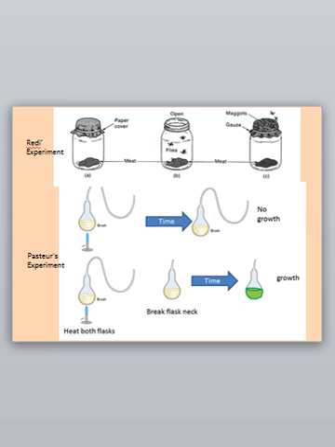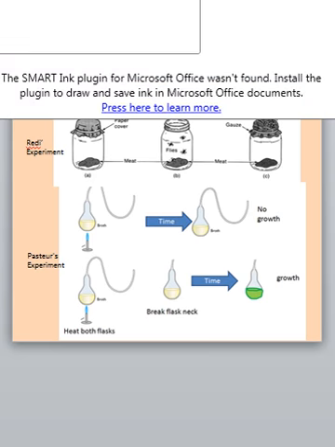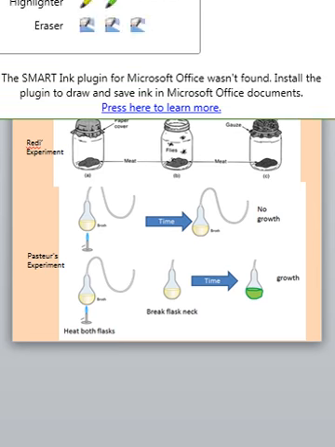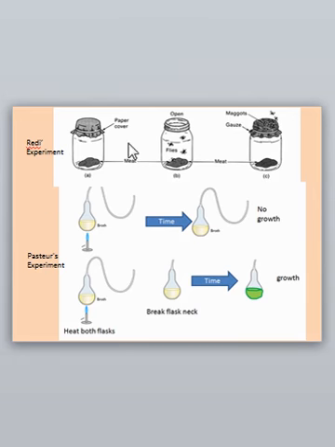So here's a slide of Redi and Pasteur's experiment. Redi put meat in 3 jars and then covered them in different ways to see what would turn out. In the first one, he covered with paper, and the second one he left open, and the third he put gauze on top.